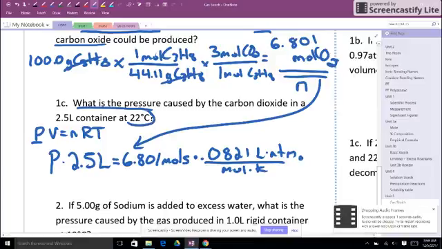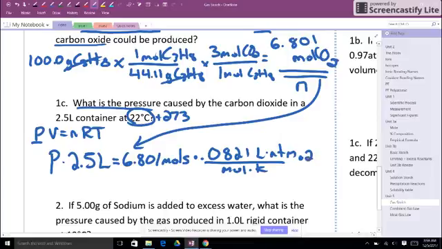And my temperature would be 22 plus 273. We must use Kelvin in gas law formulas. So it looks like I have pressure times 2.5 equals 6.801 times 0.0821 times 295. So we solve for P and we get 66 atmospheres. And atmospheres is our unit because we use this R value. So we performed stoich first, and then we did PV=nRT.